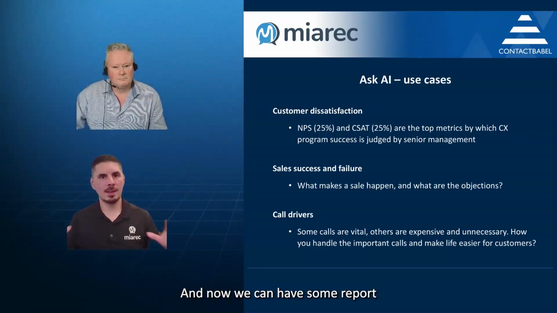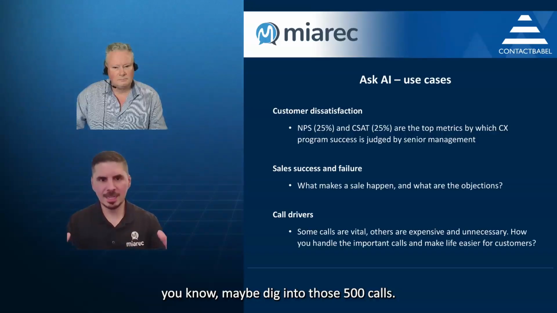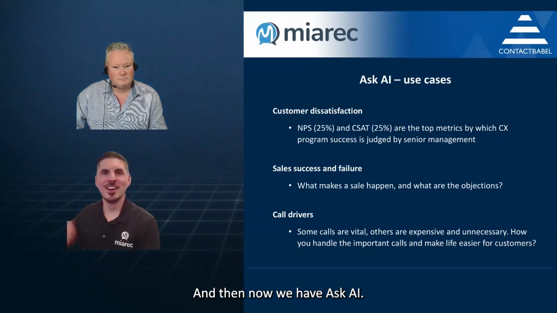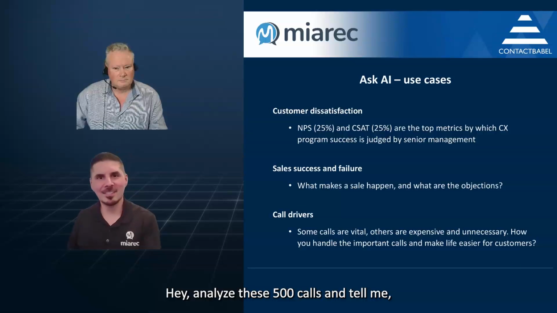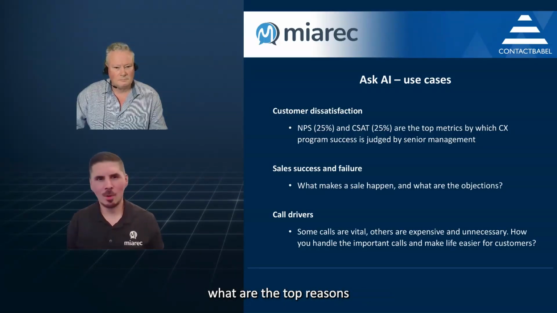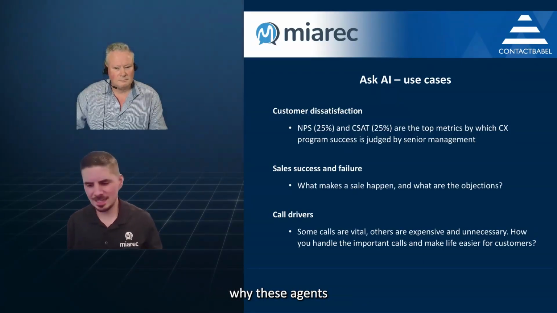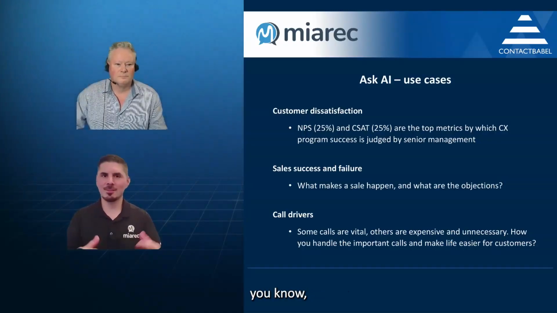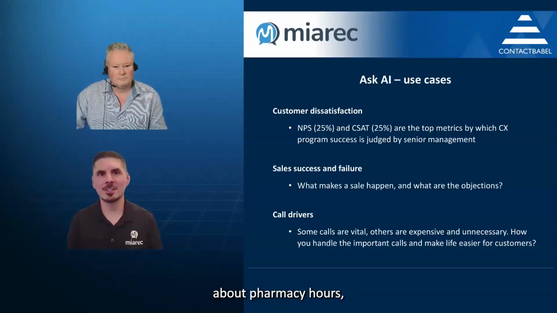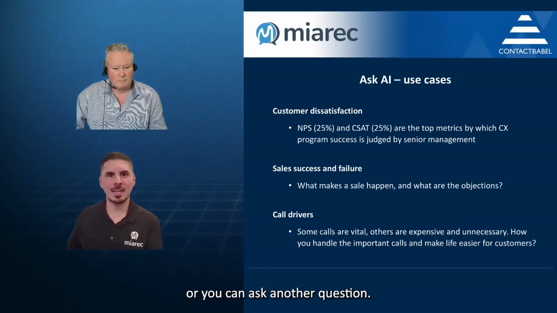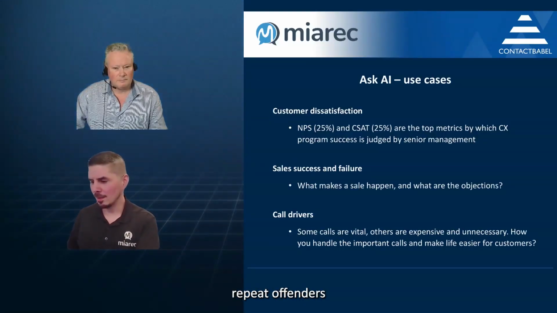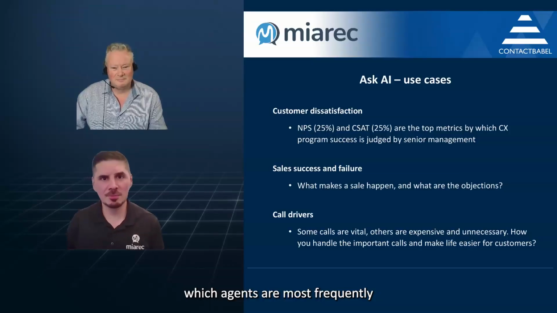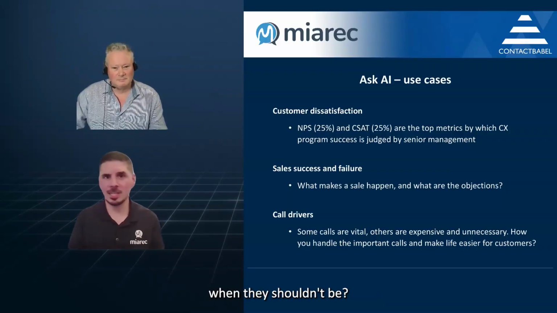And now we can have some report, and we can maybe dig into those 500 calls. We can see a long list of them. And then now we have Ask AI, right? So we can tell AI, hey, analyze these 500 calls and tell me what are the top reasons why these agents are transferring to the pharmacists when they should not be. And maybe it's like, the customer was asking about pharmacy hours. Or you can ask another question to Ask AI, tell me who are our repeat offenders or most egregious offenders, which agents are most frequently transferring calls to the pharmacist when they shouldn't be.